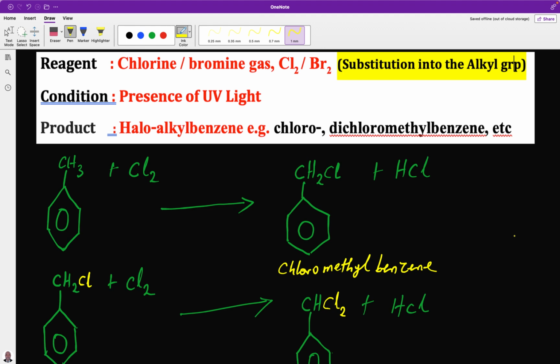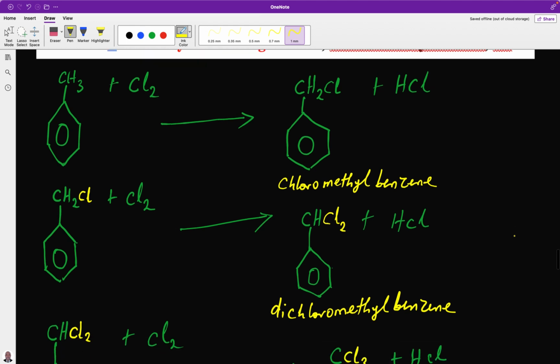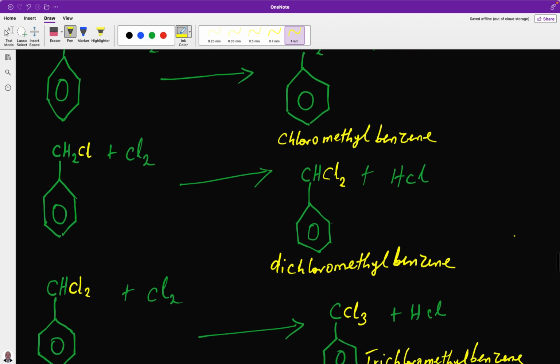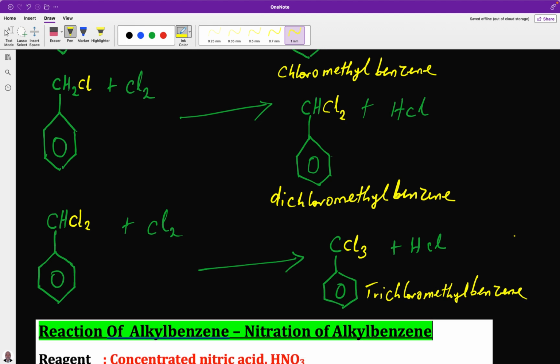We substituted the first one and we had chloromethylbenzene. Then we used chloromethylbenzene to react with chlorine again. We had dichloromethylbenzene and steamy fumes of hydrogen chloride. We used the dichloromethylbenzene again to react with chlorine, and finally we had trichloromethylbenzene. So under this condition, that is the type of substitution that is taking place.